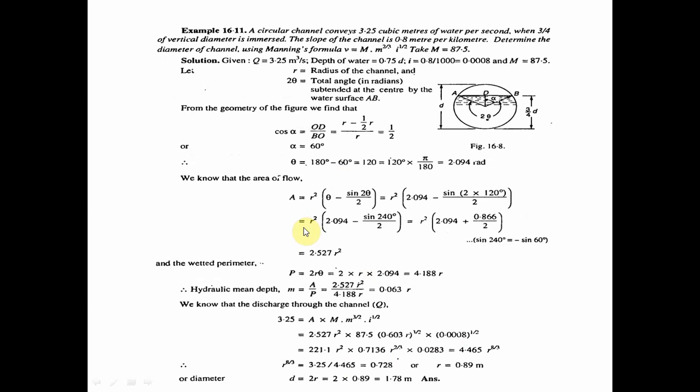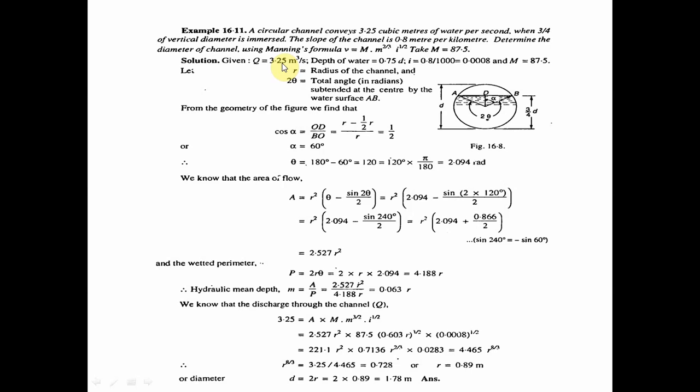So similarly, other problems. A circular channel conveys 3.25 cubic meters of water per second when 3/4 of the vertical diameter is immersed. The slope of the channel is 0.8 meter per kilometer. Determine the diameter of the channel using Manning's formula, that is, V is equal to M into R raised to 2/3 into I raised to 1/2. Take capital M equal to 87.5.